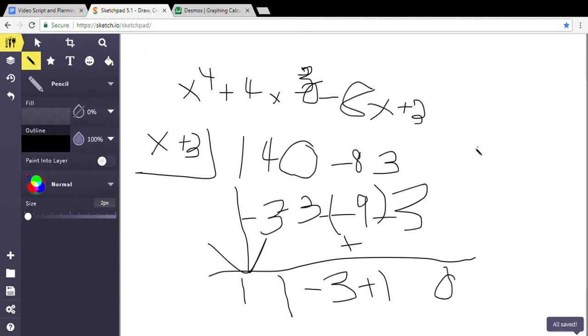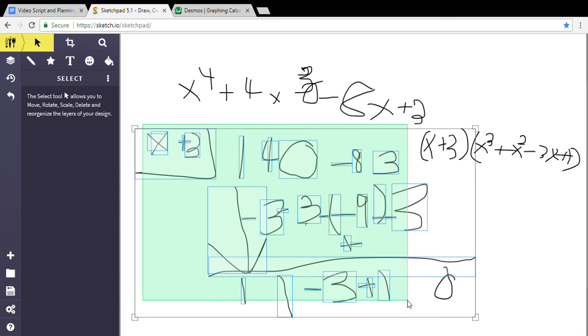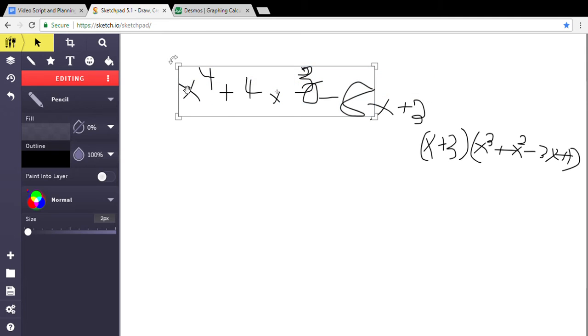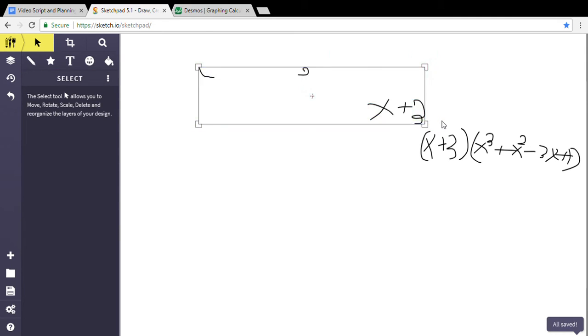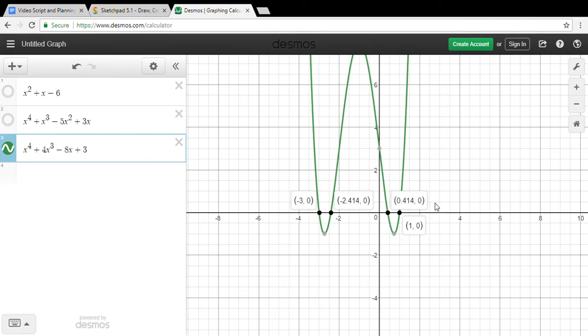So your final factored form would be x plus 3 times x cubed plus x squared minus 3x plus 1. That's a bit difficult to read, but it won't matter because we're going to be factoring it out soon enough anyway. So we factor out our equation, and then we have to remove another factor, the 1.